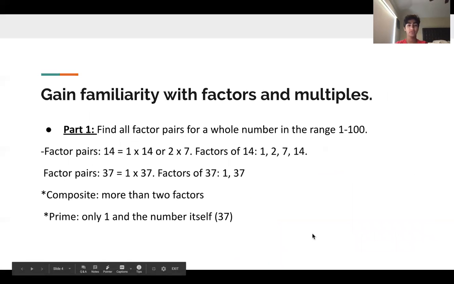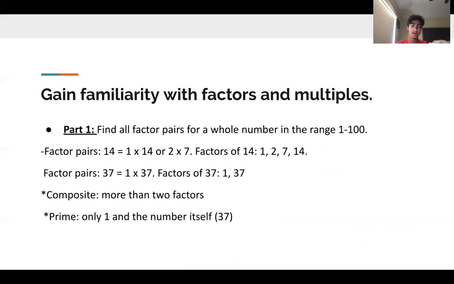And it says you have to learn to gain familiarity with factors and multiples. So let's look at the first part here. It says find all the factor pairs for a whole number in the range 1 to 100. Okay, so factor pairs of 14, for example. Let's look at that. So the factor pairs of 14 are 1 times 14, right, and 2 times 7. Those are the only factor pairs that will give you the result for 14. Right? So therefore, the factors of 14 are 1, 2, 7, and 14.